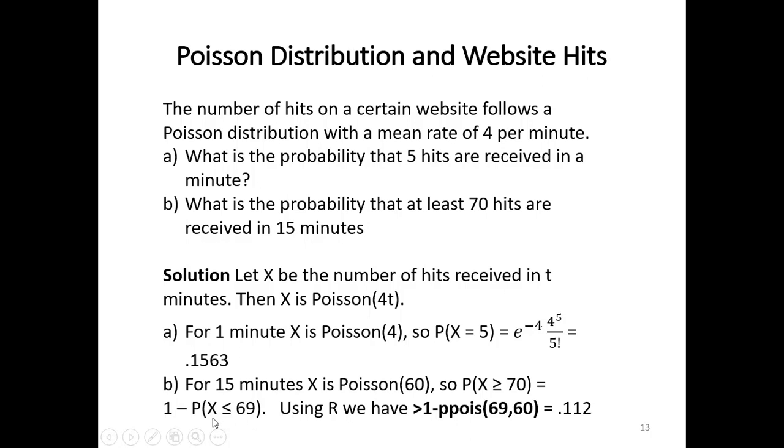So this could be hard if you did it using the formula, right? It's ridiculous if you did it using the formula. You can't use a table. So here's an example of a problem where you have to use technology. So we would solve something like this using R. It would be 1 minus the cumulative version of the Poisson formula, 69, 60. We would get 0.112.